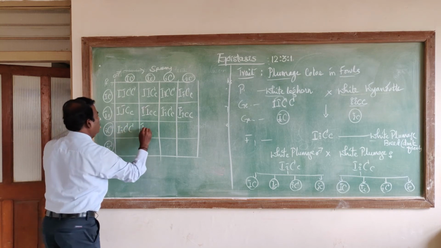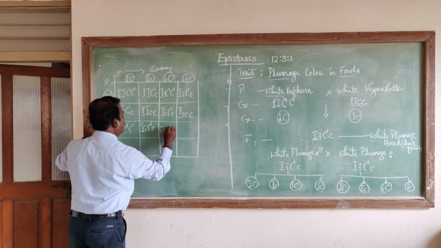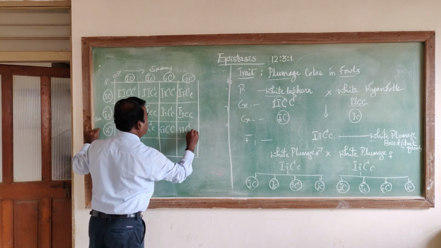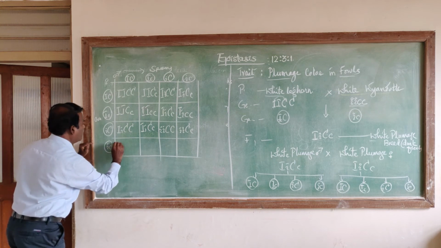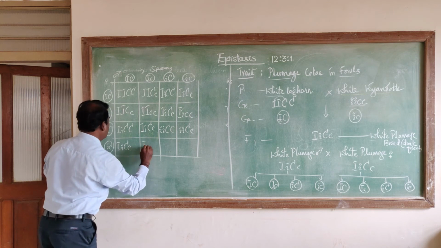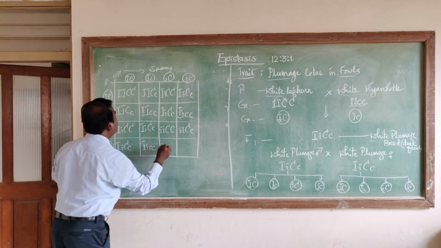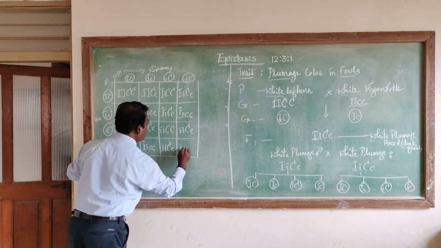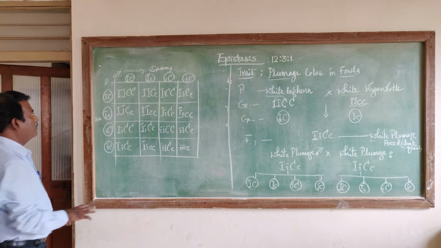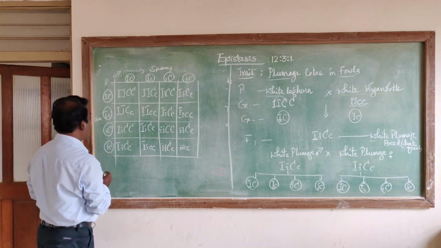Third row: capital I, small i, capital C, then capital I, small i, capital C, small c, and small i, capital C, and small i, capital C, small c. The last row: capital I, small i, capital C, small c, and capital I, small c, then small i, capital C, small c, and the last one small i, small c. Here these are the 16 genotypes where we need to express their respective phenotype.